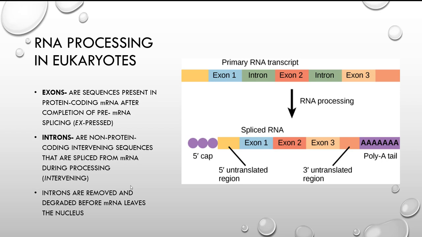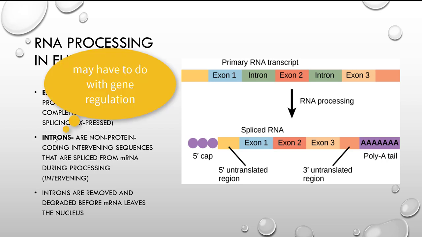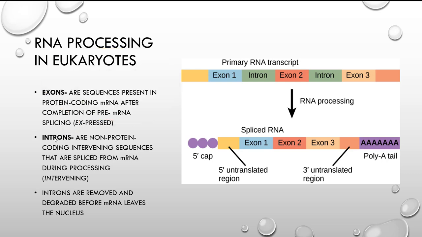All right. So you might be wondering, why do we have introns in the first place? For a long time, scientists didn't really know. They just called it junk DNA. But recent studies, they actually think there's a purpose for it. Maybe it has to do with gene regulation. So there is a purpose, and they're still learning about it. Okay, so we do think there is a purpose for those introns.